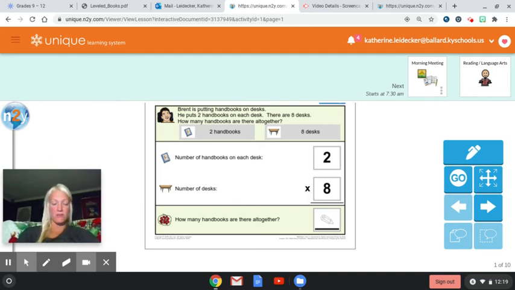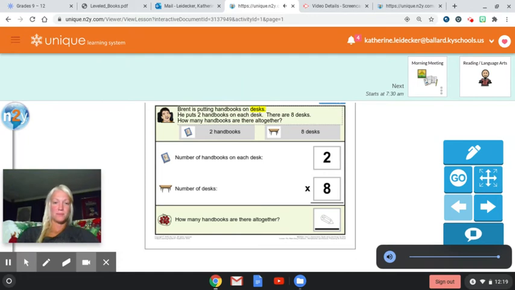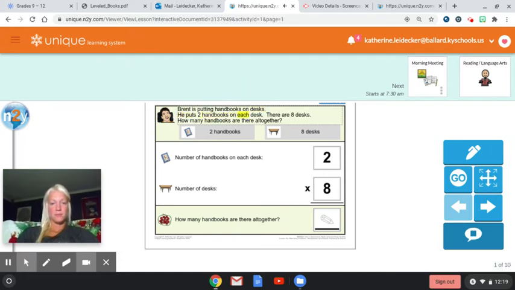I'm going to go ahead and do the first one with you. I'll have it read it to you. Brent is putting handbooks on desks. He puts 2 handbooks on each desk. There are 8 desks. How many handbooks are there altogether? Okay, so here we're really trying to understand what the question is asking us, which it shows us. It says the number of handouts on each desk. So there's 2 handouts that are going on 8 desks.